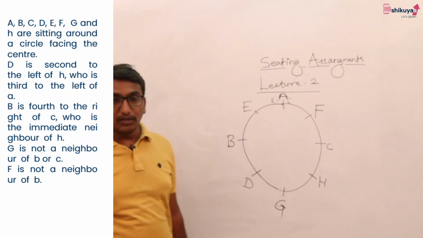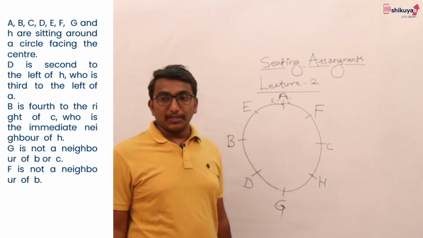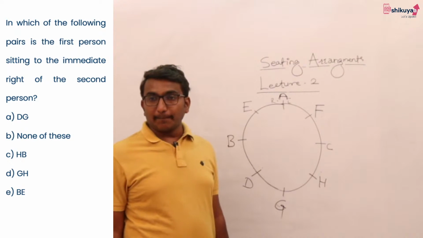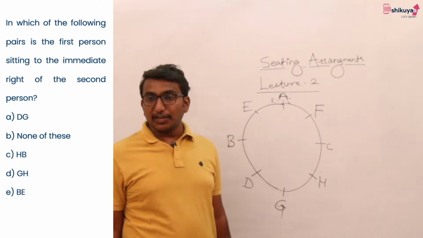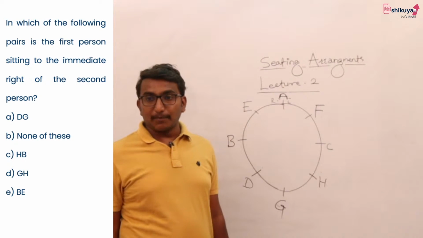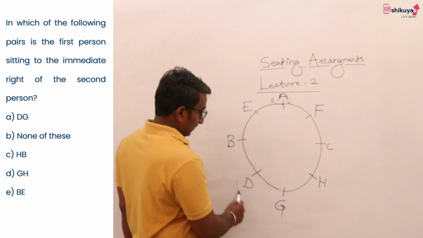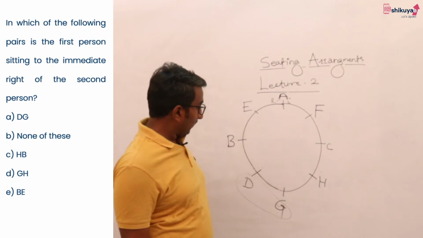Let's give the answers of the questions which are based on this paragraph. So the first question is, in which of the following pairs is the first person sitting to the immediate right of the second person? DG is, yes, DG is our answer.